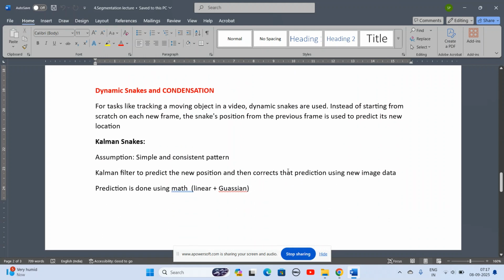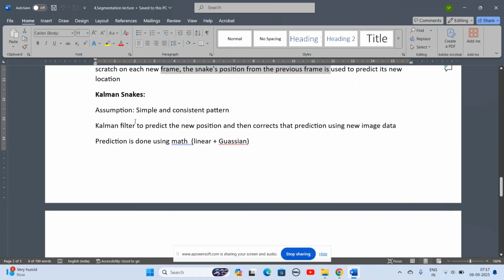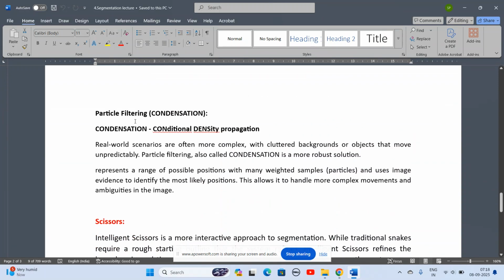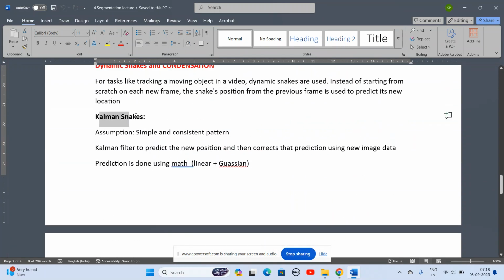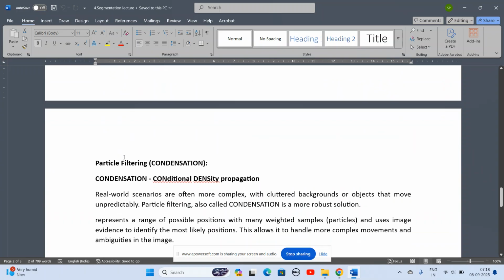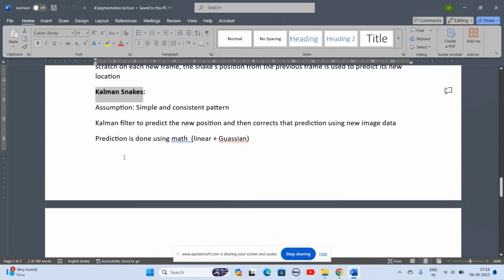Next one is dynamic snakes and condensation. For tasks like tracking a moving object in a video, dynamic snakes are used. Instead of starting from scratch on each new frame, the snake position from the previous frame is used to predict the new location. So it is mainly focused on video processing. Here also we are going to see two approaches. One is Kalman snakes, another one is condensation, also known as particle filtering.